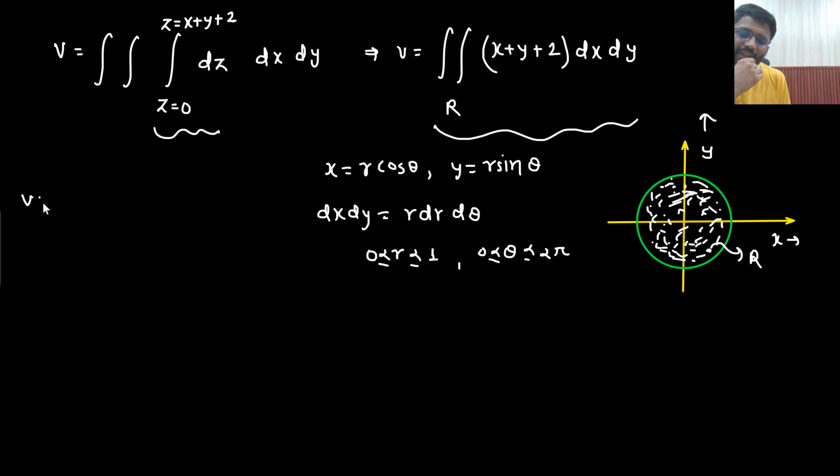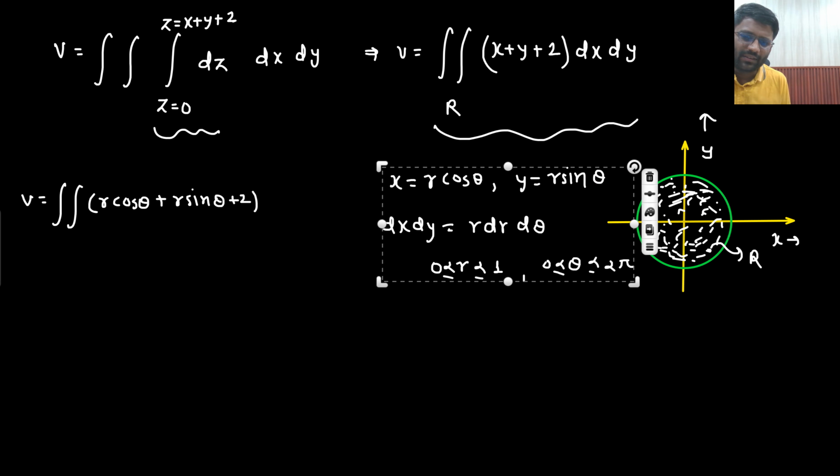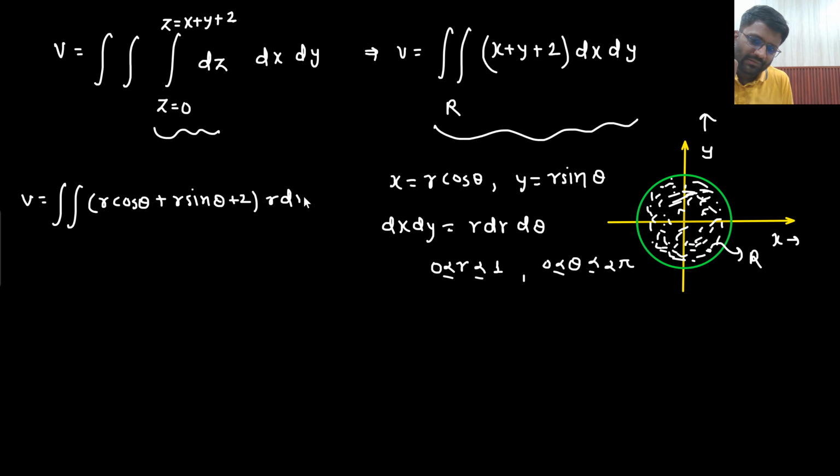So what will be the volume V? In place of x, r cos theta plus r sin theta plus 2, this much you take inside, r dr d theta, and the limits are r going from 0 to 1, theta going from 0 to 2 pi. Both are constant limits, so you can solve any limit first.